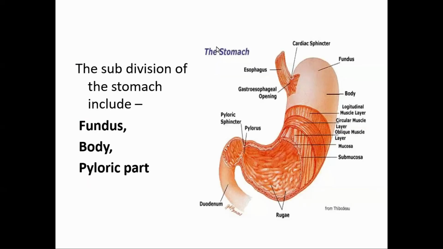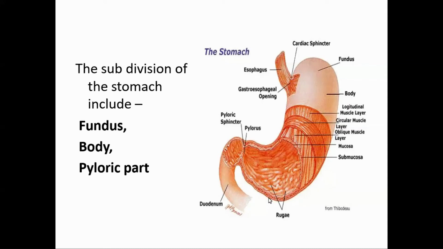The stomach is subdivided into three regions, the fundus, body, and pyloric part, by imaginary lines. How is it divided? An imaginary line is drawn from the cardiac notch towards the greater curvature. Another line is drawn from the incisura angularis, opposite the dilatation, towards the greater curvature.